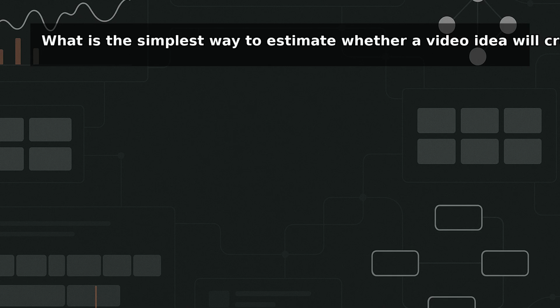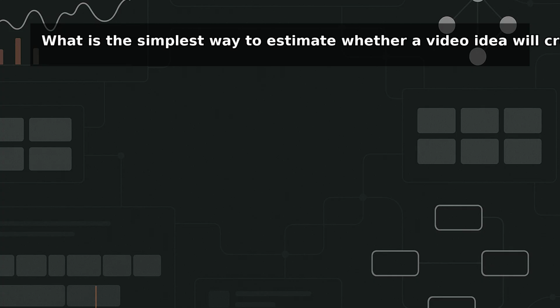I get this question all the time. Devin, what is the simplest way to estimate whether a video idea will create follow-up topics before you produce it? Here's the fastest rule. If one idea can naturally generate 9 more titles in 5 minutes, it has sequel potential. If it can't, it's probably a one-off.